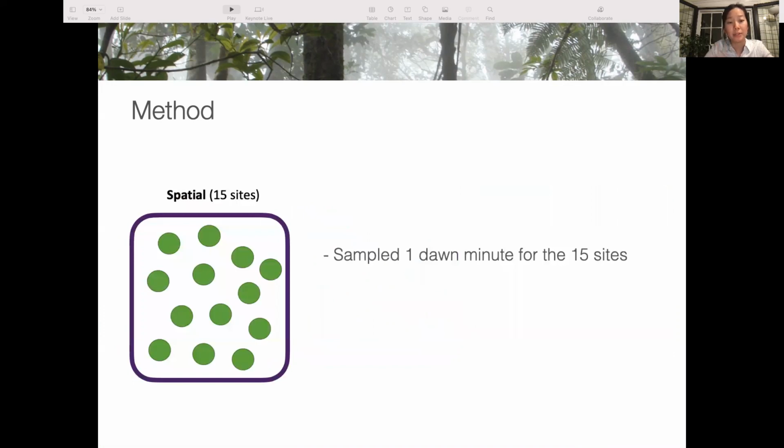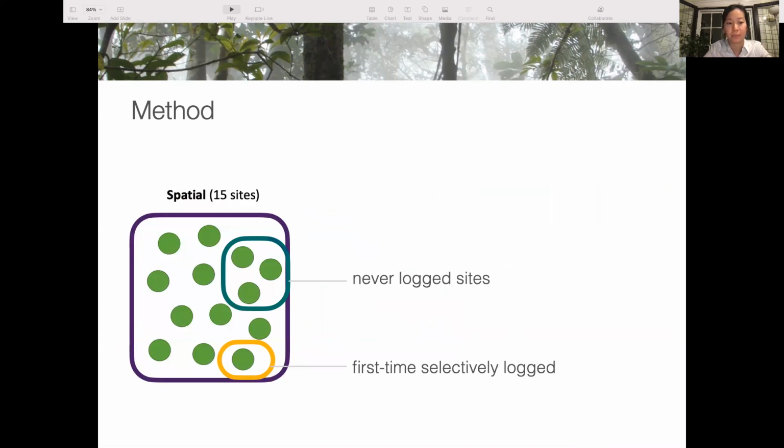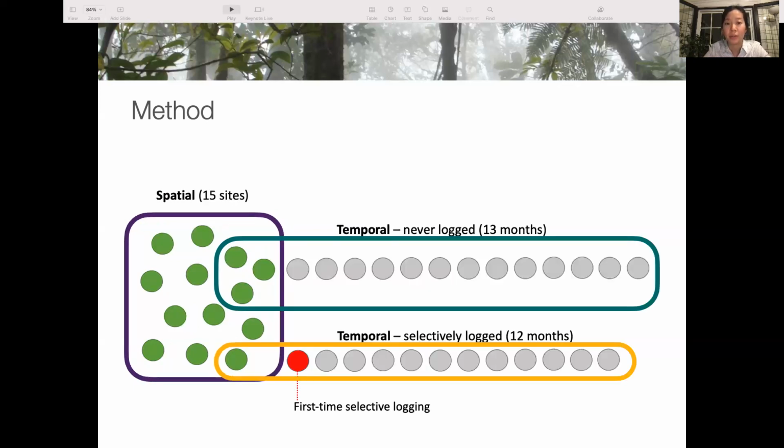For spatial sampling, we randomly selected 1 minute during the dawn and sampled this minute for all the 15 sites. For temporal sampling, we have a group of never logged forest sites and a site that was selectively logged for the first time during the recording period. We sampled both temporal groups at a dawn and a dusk minute every month for a year.